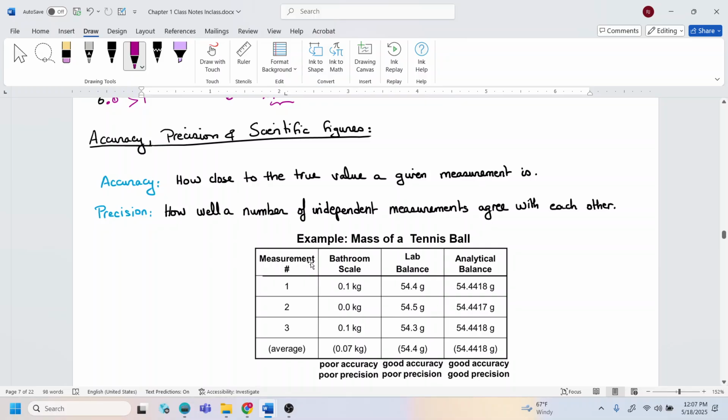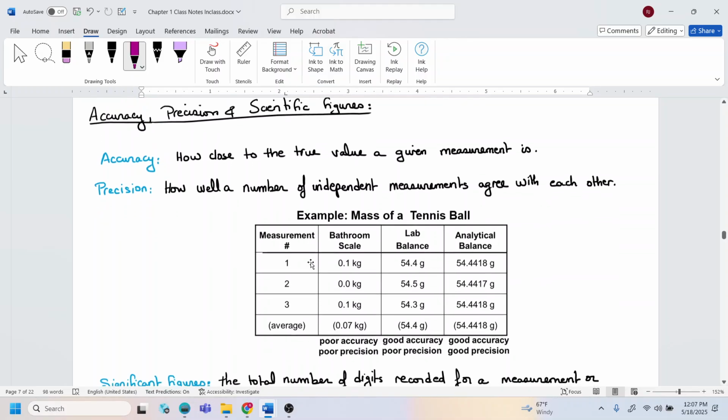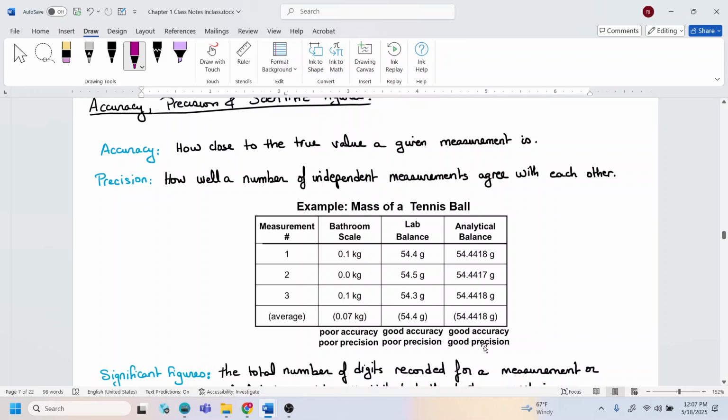There are two terms to define whenever you are taking a measurement: accuracy and precision. And you want your measurement to have good accuracy and good precision. Accuracy is how close a given measurement is to the true value. For example, here I have 3 measurements: 0.1, 0, and 0.1 kilograms. You can see over here that it's poor accuracy, because measurement number 2 is way off the scale of the measurements between 1 and 3.